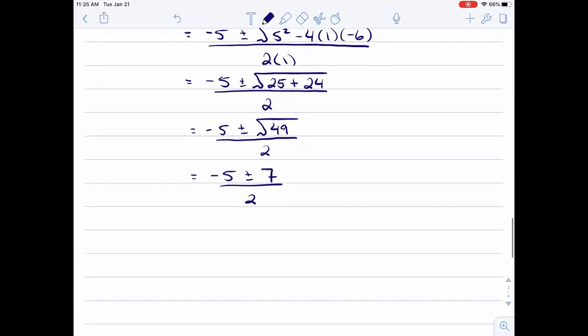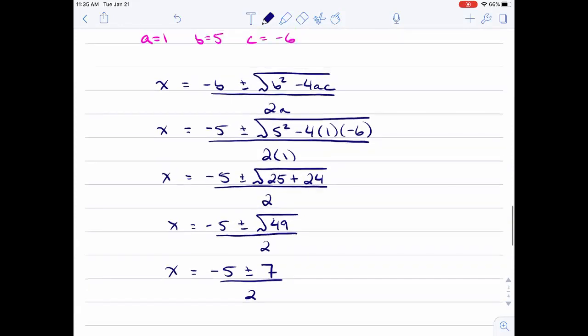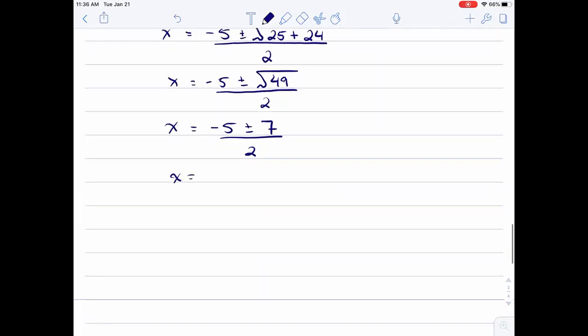So now, all along here, x equals, x equals, x equals. As a rule, you don't have to write it out, right? As long as you've got the x equals on the left-hand side at the beginning, then as long as nothing's changing, you don't actually have to fill in the left-hand side. You can just have equals, equals, equals. And then it's assumed that nothing's changing on that side. So now, if we boil this down, x equals negative 5 plus 7 over 2 and negative 5 minus 7 over 2.